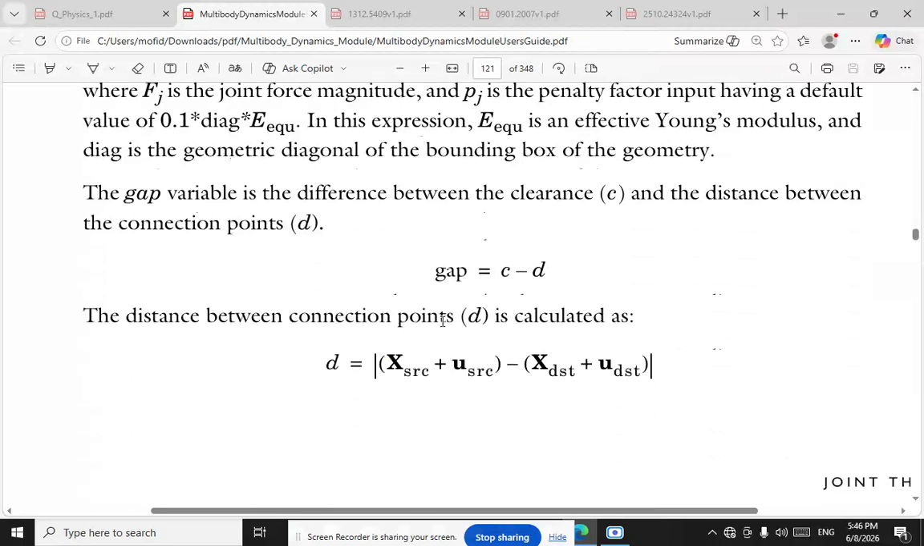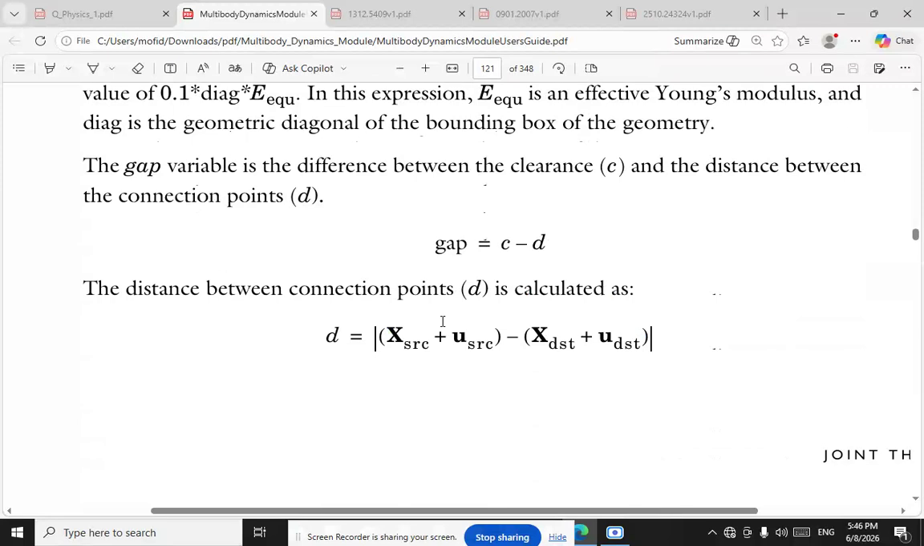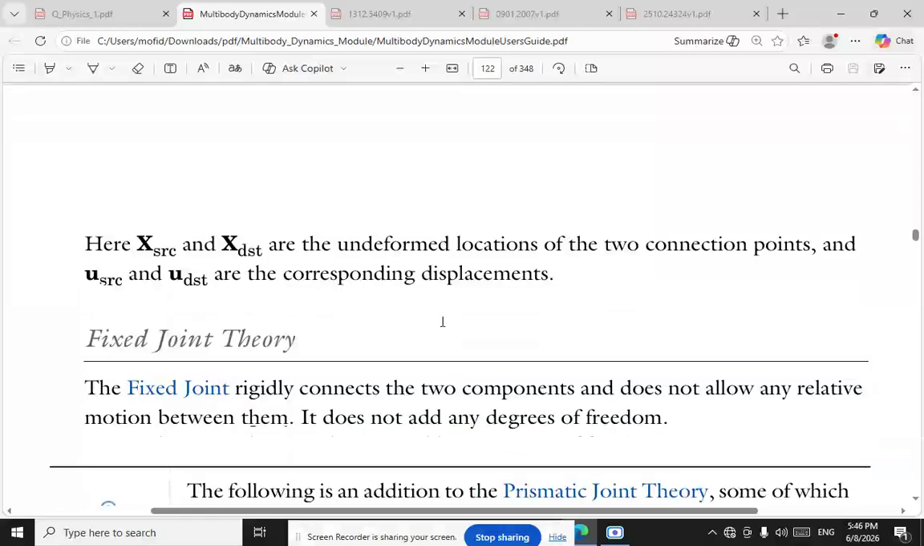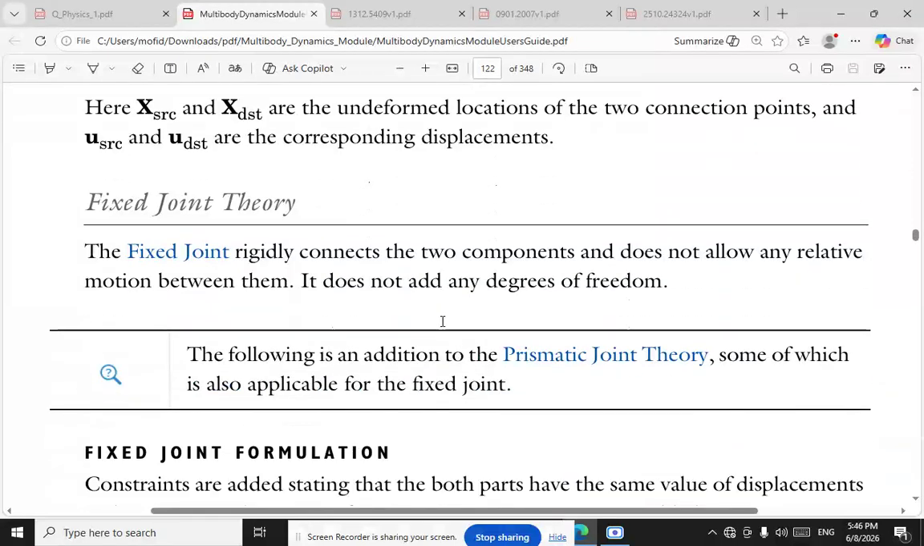box of the geometry. The gap variable is the difference between the clearance C and the distance between the connection points D. Gap is equal to C minus D. The distance between connection points D is calculated as D equal to the absolute value of X source plus U source minus X destination plus U destination. Here, X source and X destination are the locations of the two connection points, and U source and U destination are the corresponding displacements.